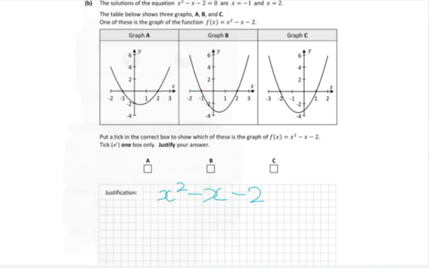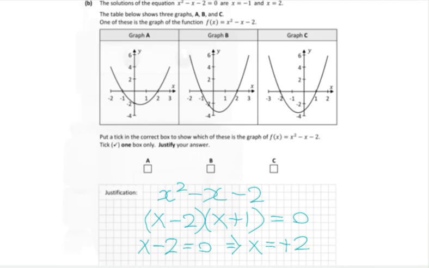So to do this, we can factorize. So x minus 2 by x plus 1 will equal 0 for the solution. And let's look at each factor. So x minus 2 is equal to 0. Therefore, x is equal to plus 2. And x plus 1 equals 0, so x is equal to minus 1 for the second, when I bring the 1 across.